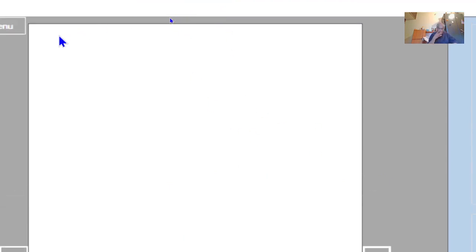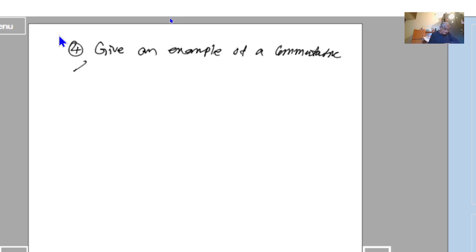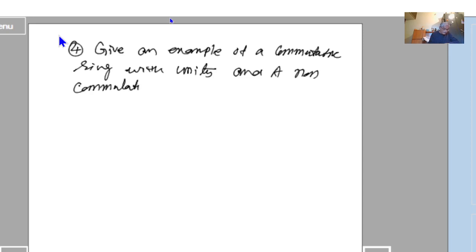Next I will go to another example. Give an example of a commutative ring with unity and a non-commutative ring with unity.